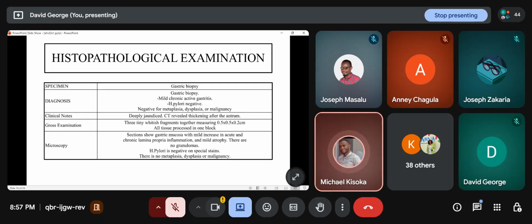Next slide, David. So these are the results from the OGD, which came back with nothing other than gastritis. And this was the result of the histopathology for the tissue taken from multiple points of the duodenum that was suspected. The final diagnosis was that this patient had only mild chronic active gastritis. H. pylori was negative, and there was no metaplasia, dysplasia, or any sign of infiltrating issues or malignancy.